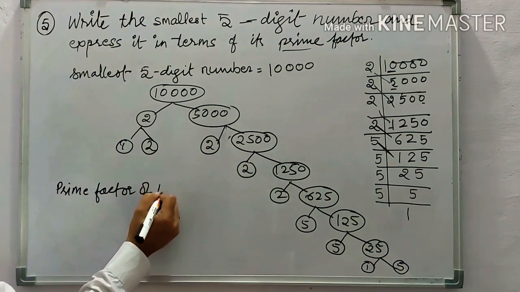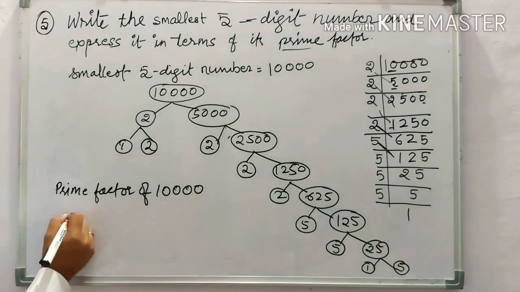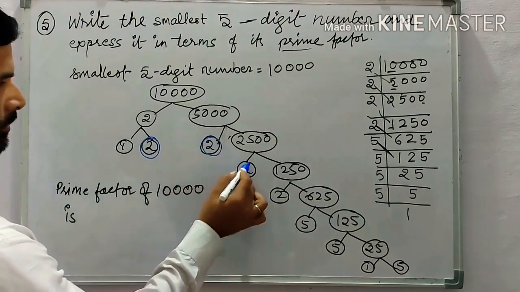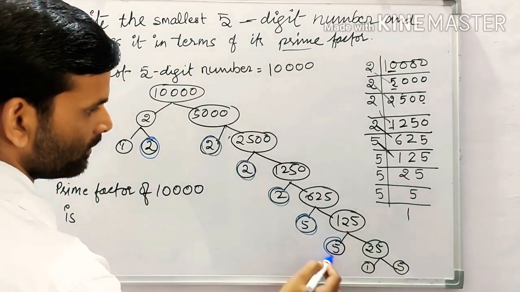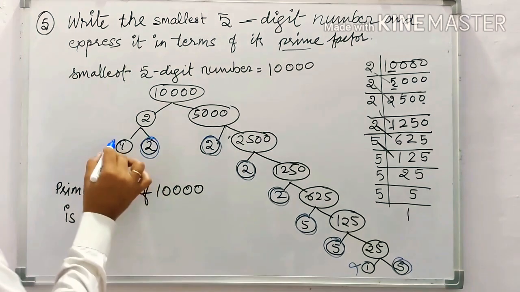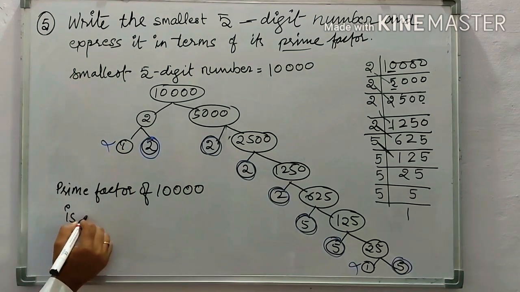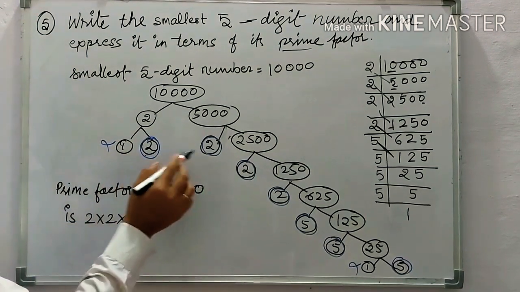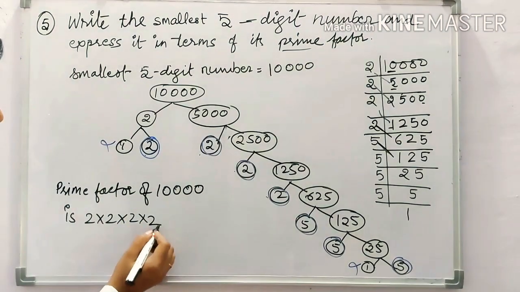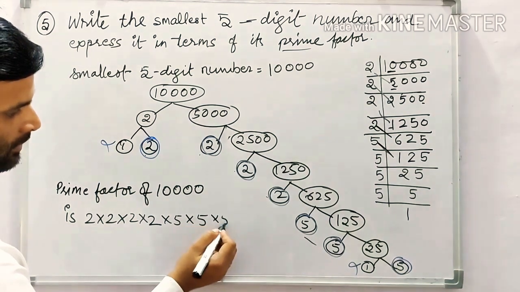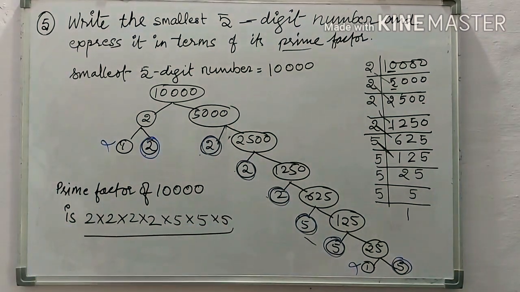Again 5 and 1. So the prime factors of 10,000 are 2, 2, 5, 5, 5. And 1 is cancelled because 1 is not included in the prime factors, it is not a composite number. How many times is 2? 1, 2, 3, 4. So 4 times you write 2 and 3 times you write 5. This is the prime factorization of 10,000.